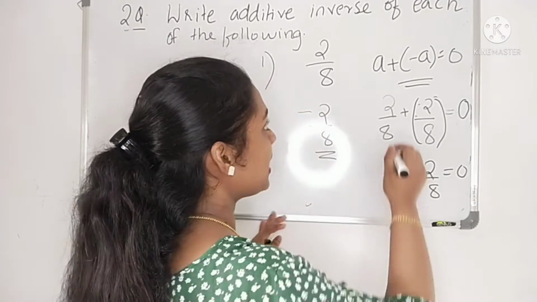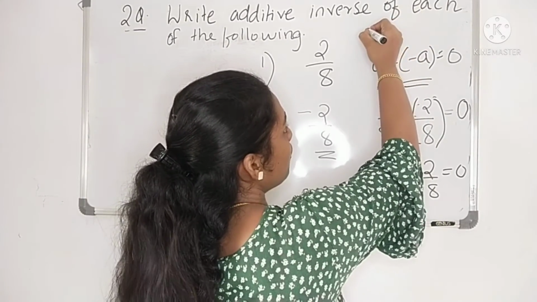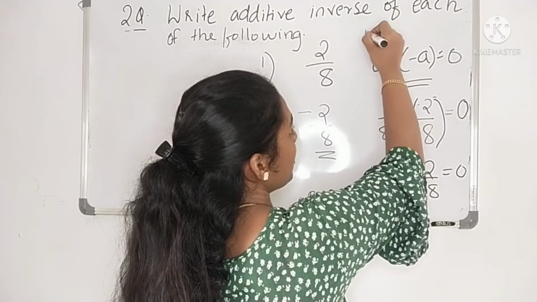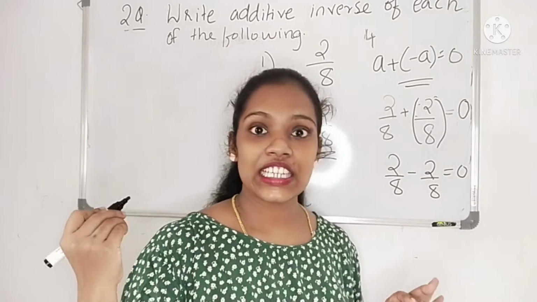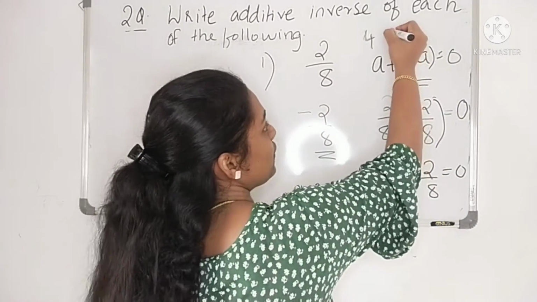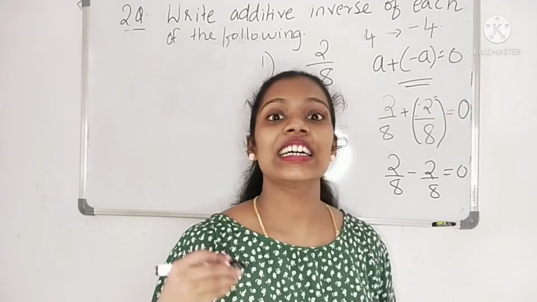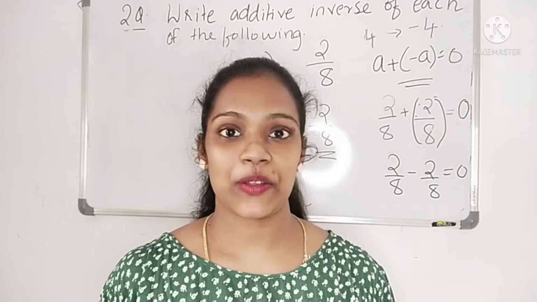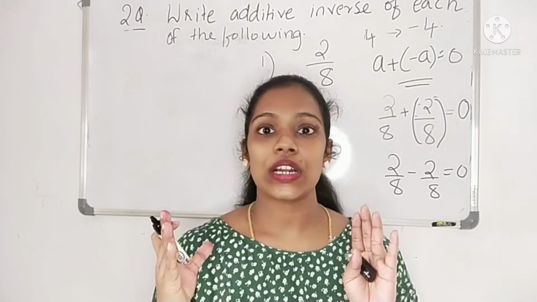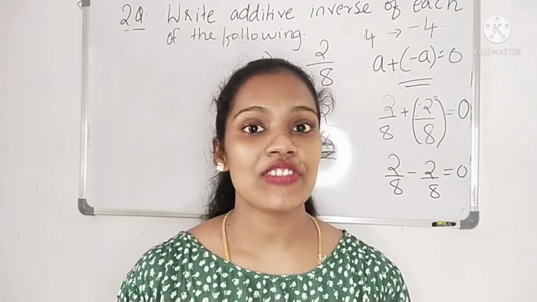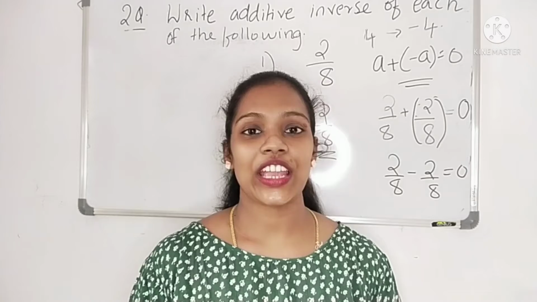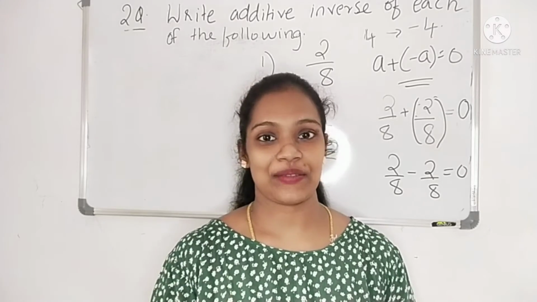Suppose the number 4 is given in your question. Then what will be the additive inverse of 4? Minus 4, right? So the additive inverse of 4 means minus 4. Just the sign changes. That is the meaning. So everyone understood what is additive inverse and how you can find it? Now we can move on to the second example.